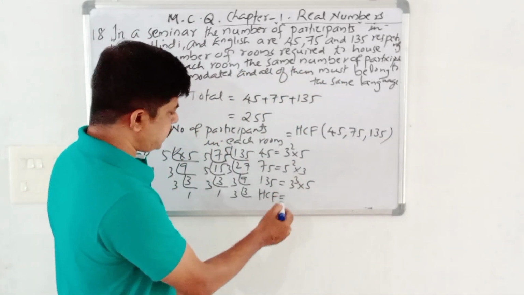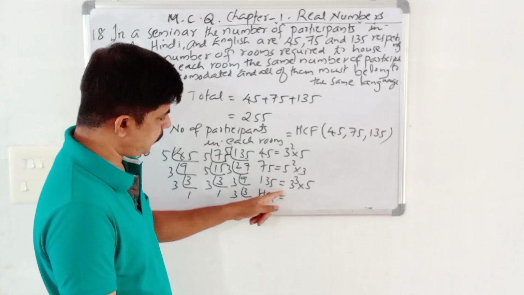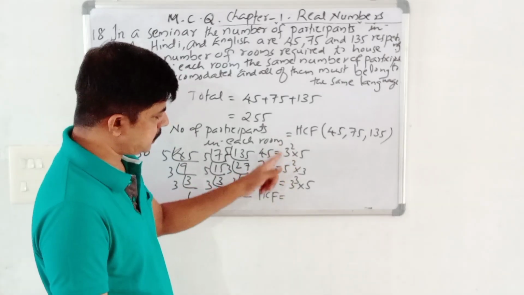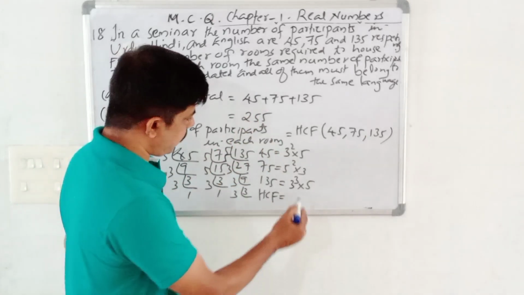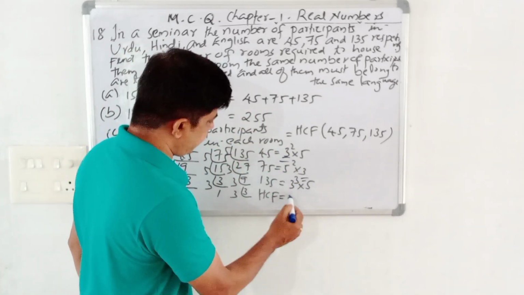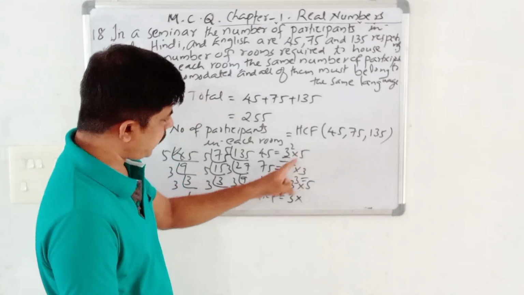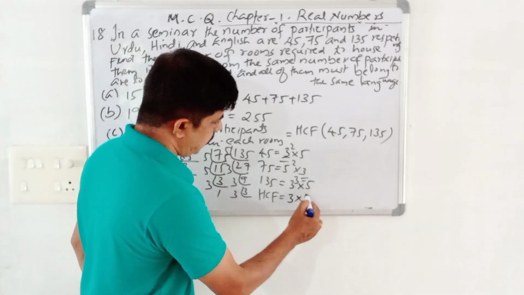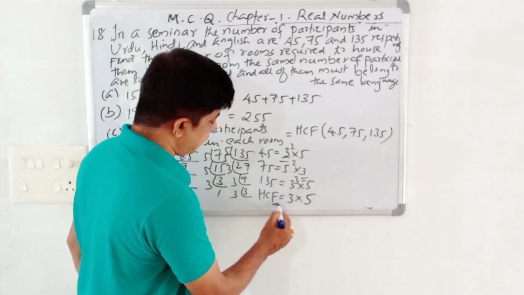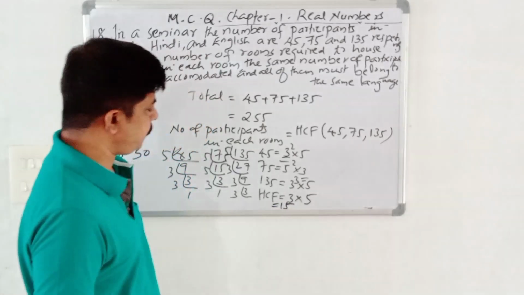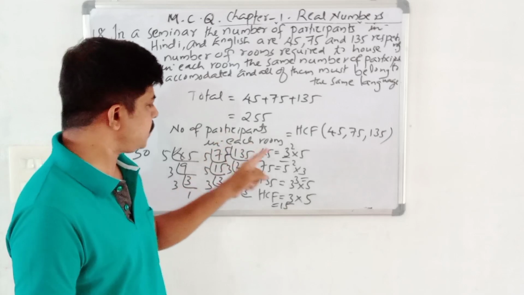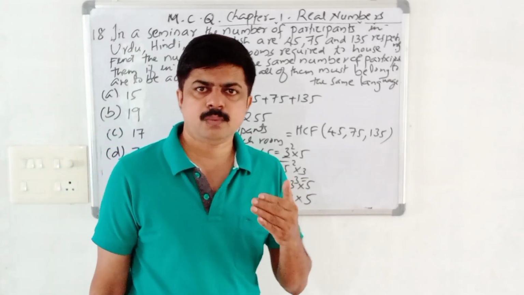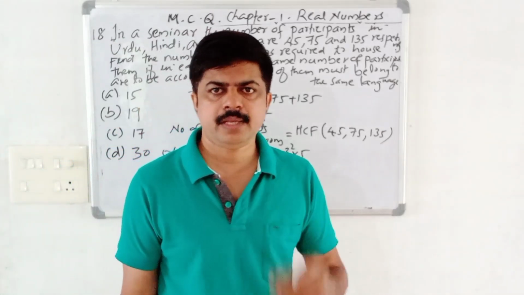Here the HCF is equal to the product of the least power in each common prime factor. Here the least one is 3, and for 5 the common least power is 5 to the power 1. Therefore we get HCF 15. HCF 15 means in each room we have to accommodate 15 participants.